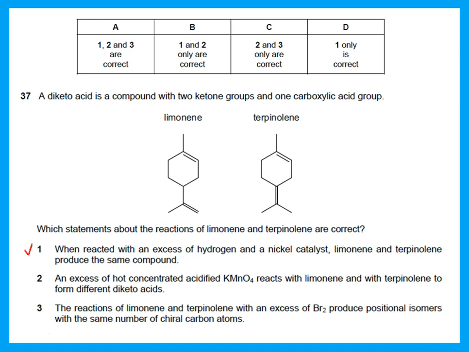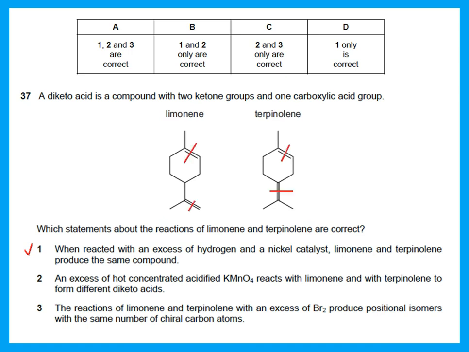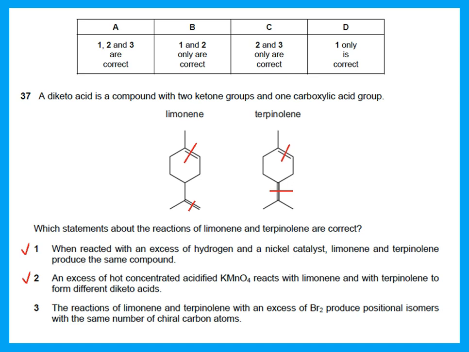The next statement says an excess of hot concentrated acidified potassium permanganate reacts with both of them to form different diketo acids. Well, what does hot concentrated acidified potassium permanganate do? It breaks up the double bonds. So if I break up the double bonds, then each of these will give me different acids or diketo acids. So statement 2 is correct.